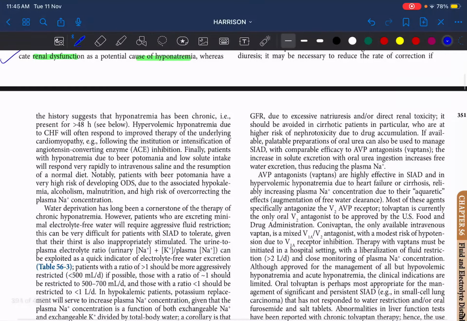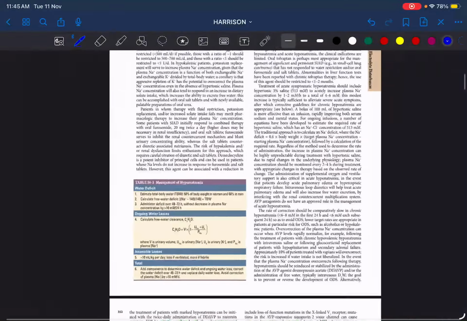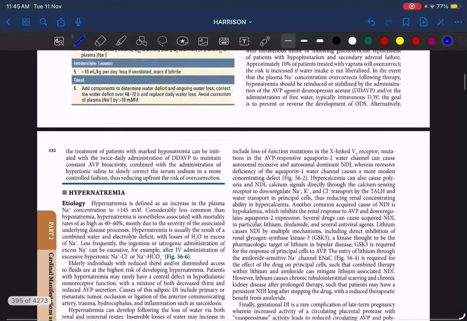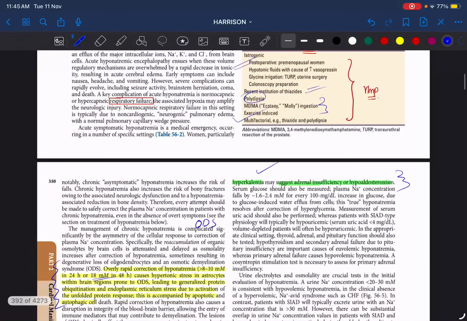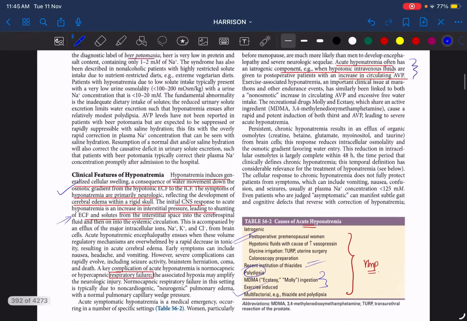Investigation of choice is MRI. One or two days after, the patient may present with paraparesis, quadriparesis, so-called locked-in syndrome. With that, I think we have come to the end of this discussion on hyponatremia. Remember, for symptomatic acute hyponatremia, 3% hypertonic saline. Remember, ODS, investigation of choice, MRI. Remember the causes of acute hyponatremia: iatrogenic, MDMA, exercise-induced, and all those things.